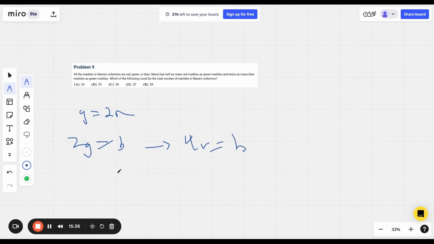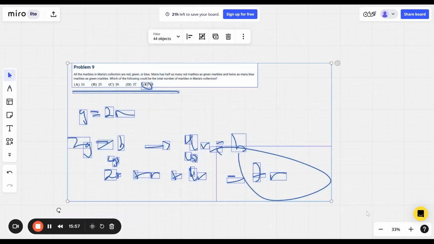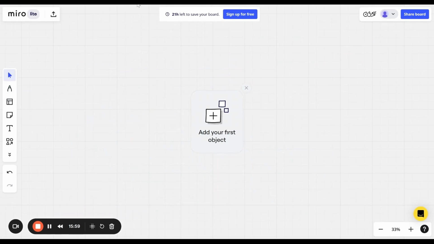So now we can just write everything in terms of R, right? So 2R, which originally equals G, plus R, which is just originally R, plus 4R, which is just the initial amount for B, gives us 7R. So we know that it has to be a multiple of 7, and the only multiple of 7 here is answer E, which is 28, and that's problem 9. Problem 10.